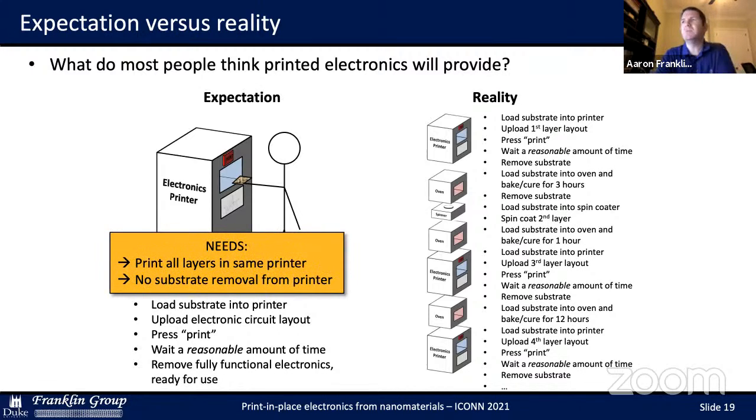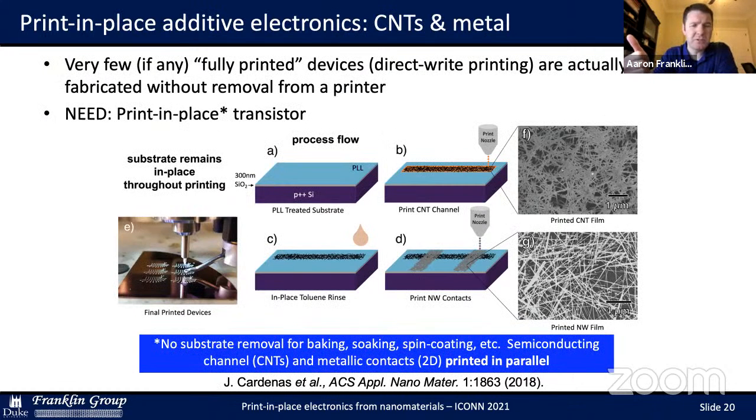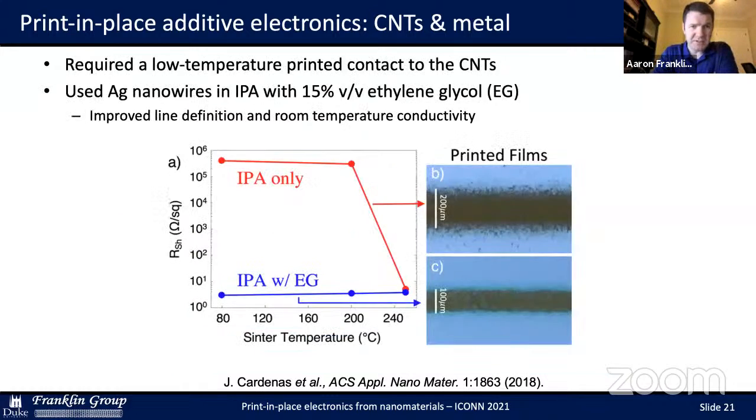So print in place would be delivering on this expectation that we are able to print all layers in the same printer and make no removal of the substrate needed or post-print processing. The first step in that direction we took a couple years ago, where we were able to print in place the thin film of carbon nanotube semiconductor layer and the thin film conductive layer of nanowires. This is reviewed in the paper I'm showing here, and it produced devices that performed exceptionally well.